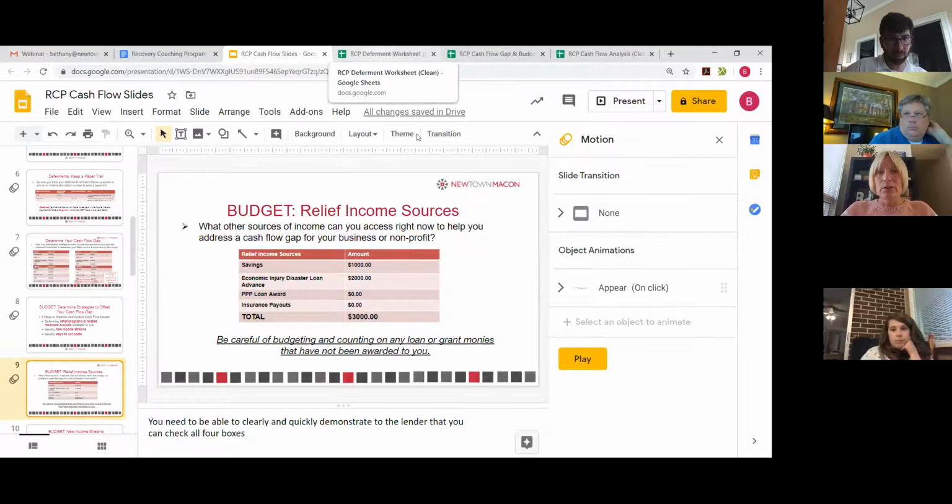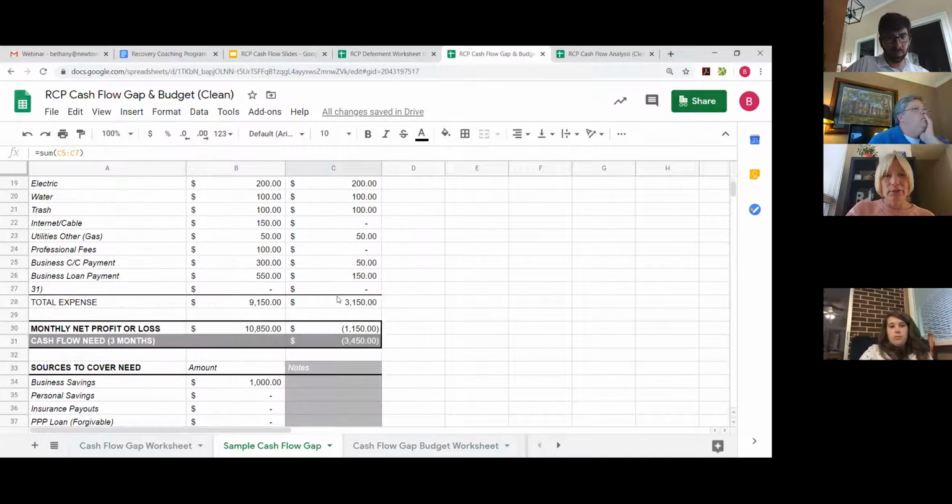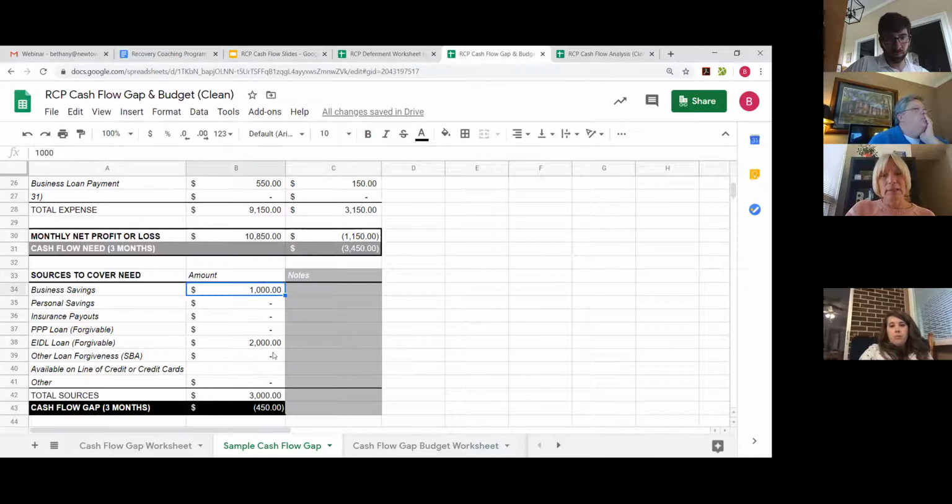So on that same worksheet, we took that same sample business that I just showed you, and we added this in. This is at the bottom of the cash flow gap worksheet. By simply realizing that you've got access to that $3,000, you've already significantly reduced the amount of cash flow gap that you're anticipating. So now this business really just has to identify $500 to at least break even in the upcoming quarter. The sources to cover your need, or your cash flow gap, come at the very bottom of this cash flow gap worksheet.